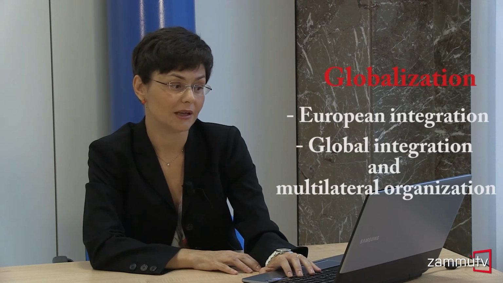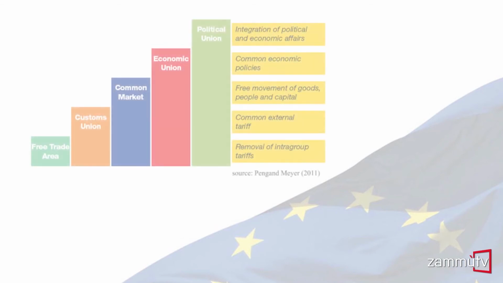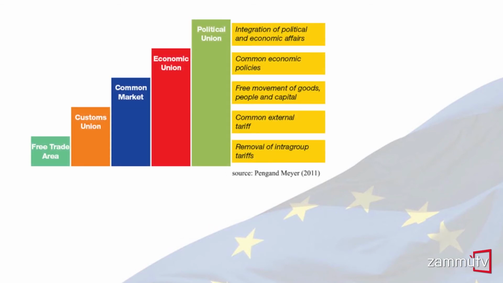The second section of the module will be dedicated to globalization, and in particular to regional economic integration. And in this respect, the focus will be on the European Union integration process, which has been a driving force of regional integration in Europe and has gone through several stages of integration, from a free trade area to a political union. So in economic terms, from a stage where intra-group tariffs were eliminated to a stage where political and economic affairs are integrated.